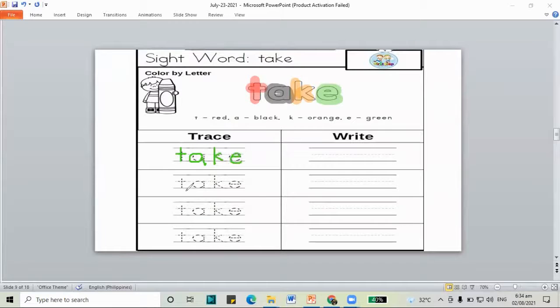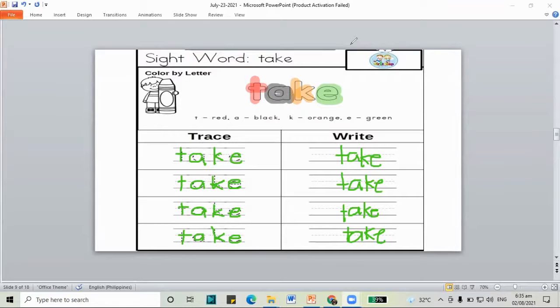T-A-K-E, that is take. A, K, and E. Take. T, A, K, and E. That is the word take. We have take. T, A, K, and E. Take. Remember to color by letter, trace, and write.